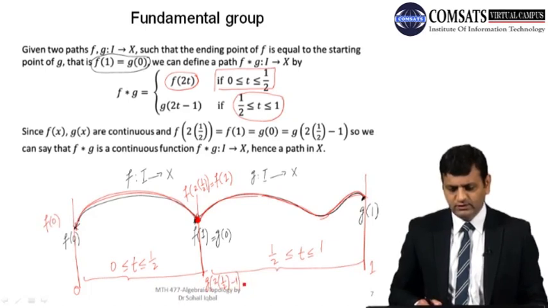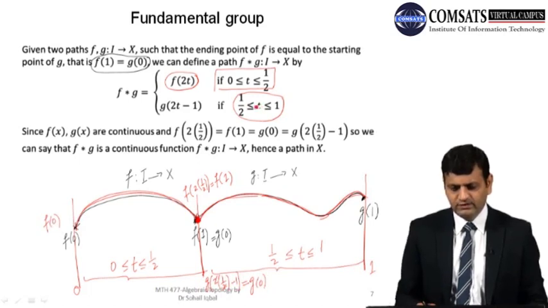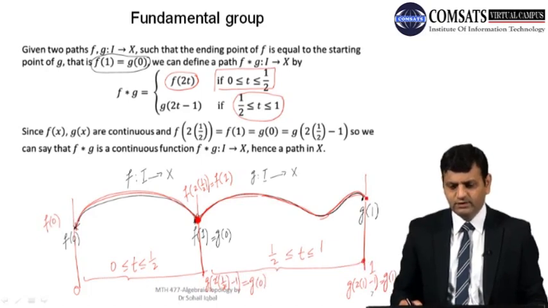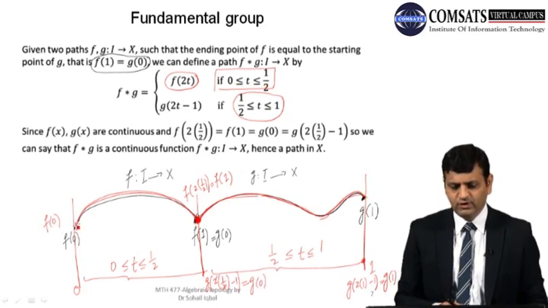Okay, so this is basically equal to g of 0, because this 2 cancelled out with this, so 1 minus 1 is 0, so g of 0. So in other words, when t is equal to 1 by 2, this will give me the starting point of the path g, and similarly when t is equal to 1, let's see what is g of 2 into 1 minus 1. So basically this is equal to g of 1, so this is the end point of the path.